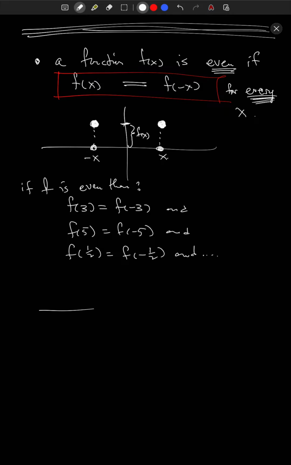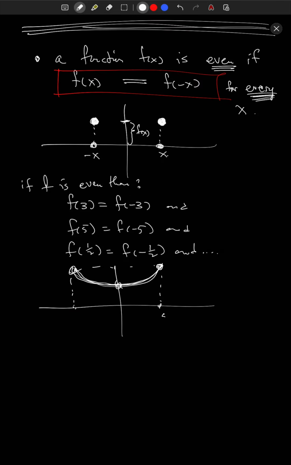Okay, and again, this makes perfect sense when you consider our definition of even, right? If this guy right here is an even function, it has the symmetry, right? So the value here is the same height as the value there. Otherwise, we wouldn't have the symmetry that we're asking for.